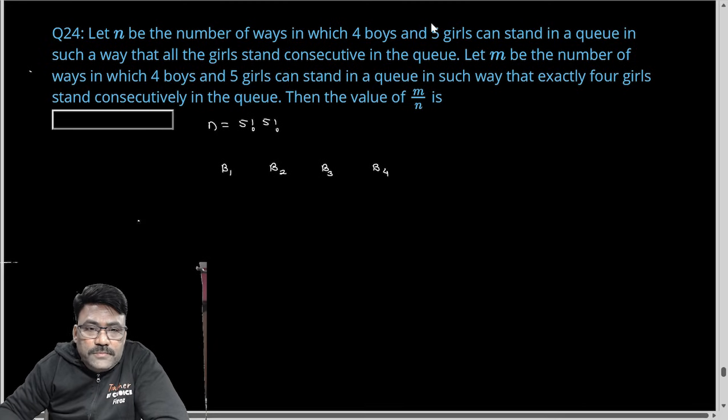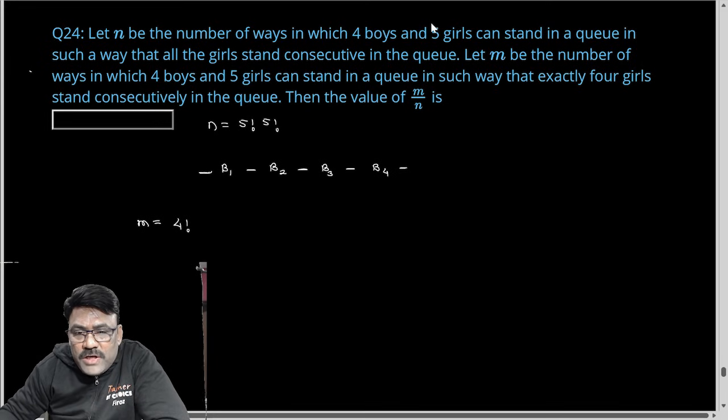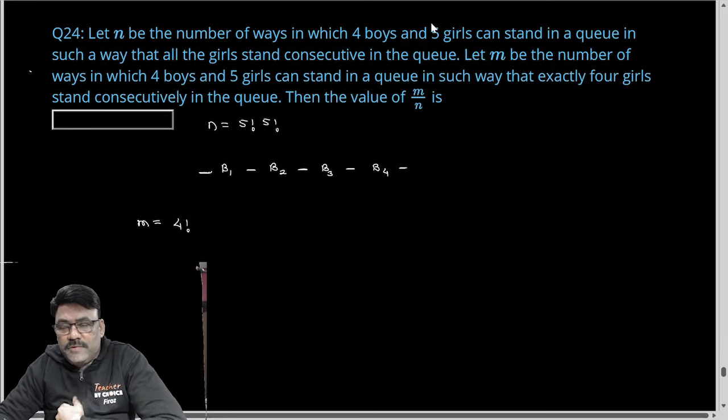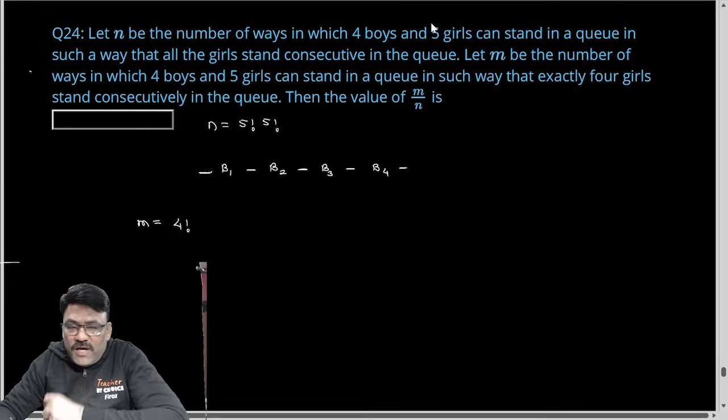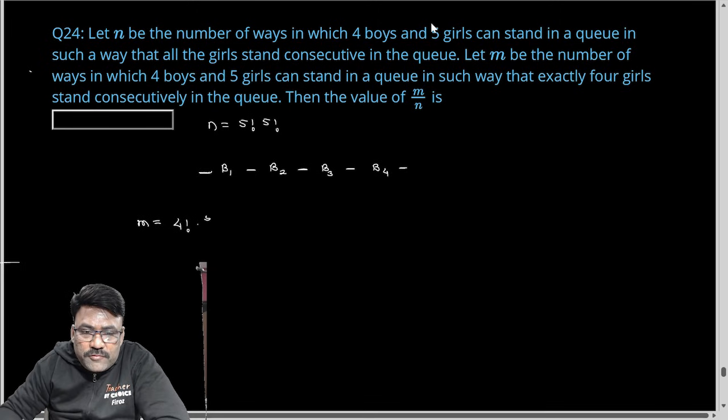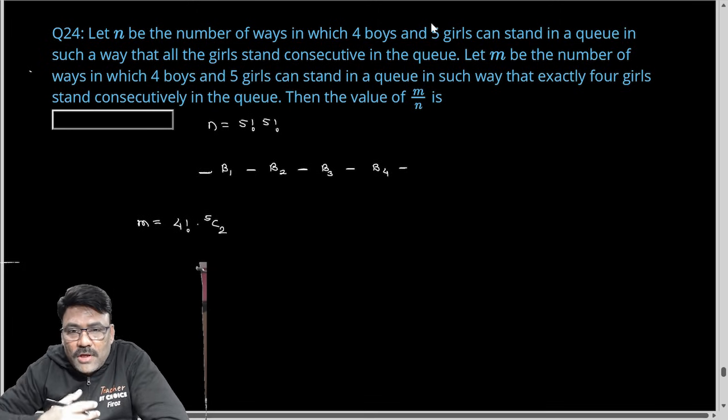I'm writing m now. So first arrange these 4 boys. These 4 boys can be arranged in 4 factorial ways. Now you have 3 gaps between the boys and 2 gaps at the ends. Gap method I'm using. So total 5 gaps you have. Out of these 5 gaps, I will choose 2 gaps, 5C2.